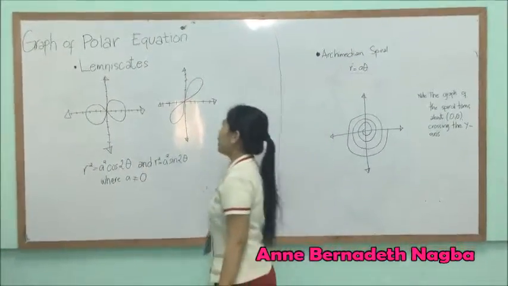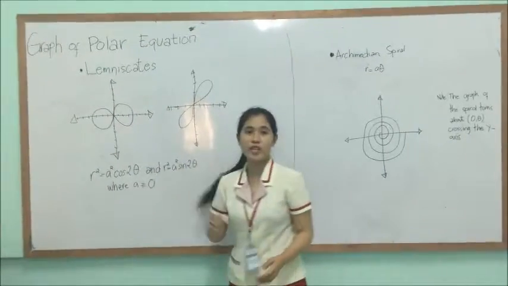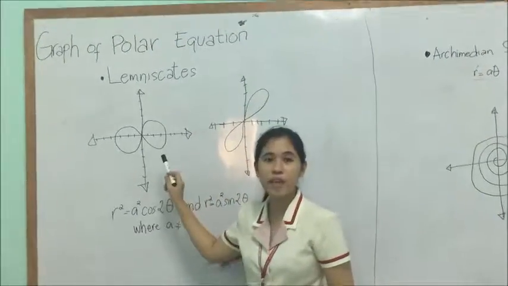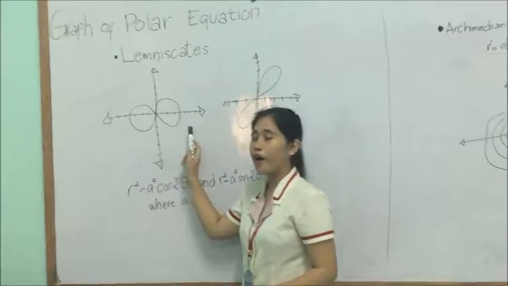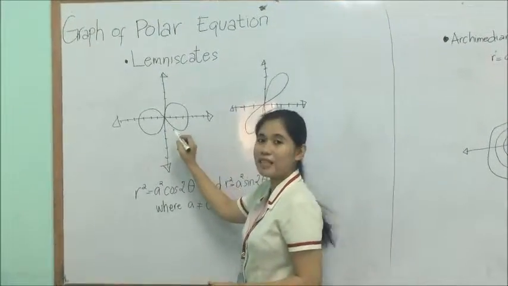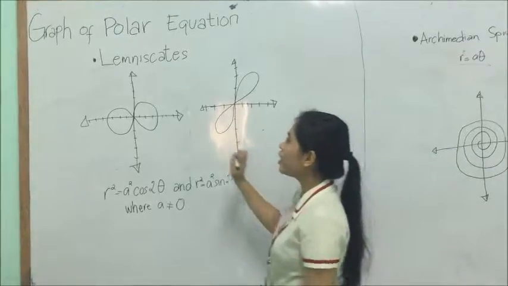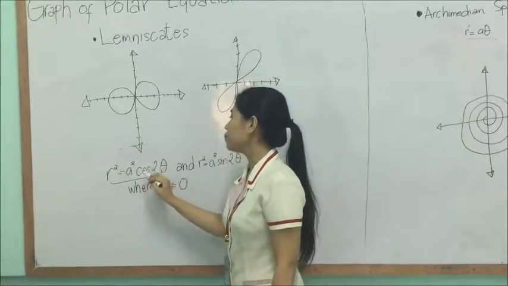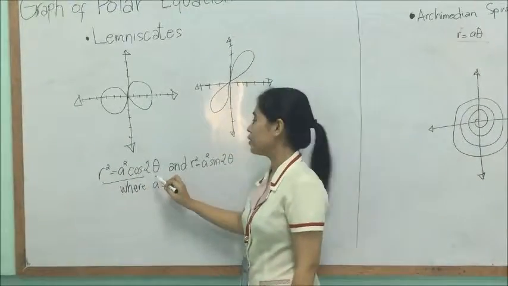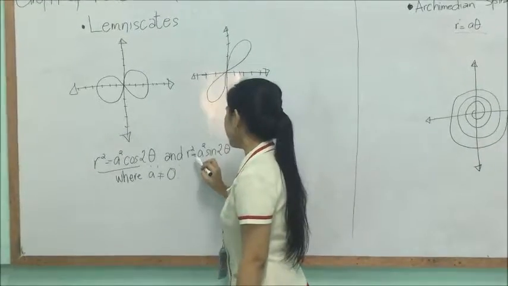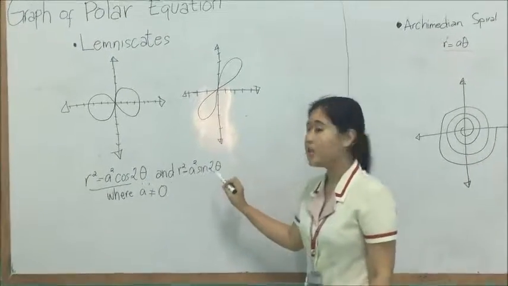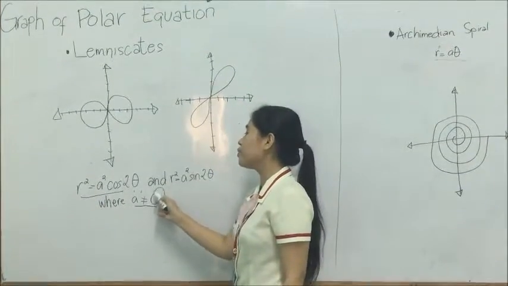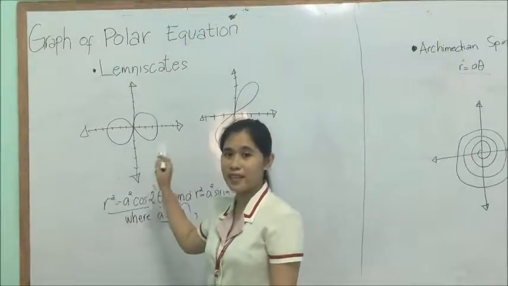Today we will tackle another type of graph of polar equation. So we have the lemniscate, which has the shape of an 8 figure or an infinity, just like this and this. The general equation of lemniscate is r squared equals a squared cosine 2 theta, and r squared equals a squared sine 2 theta, where a is not equal to 0. So that is the limit case.